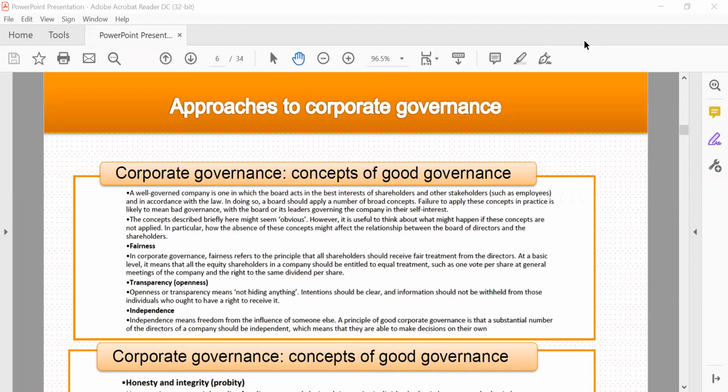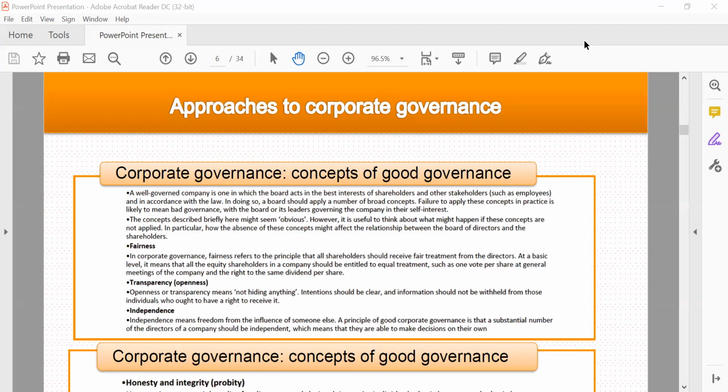What's good corporate governance? We explain good corporate governance as a form of governance that acts in the best interest of the company or the shareholders. So a well-governed company is one in which the board acts in the best interest of shareholders and other stakeholders such as employees, and in accordance with the law.